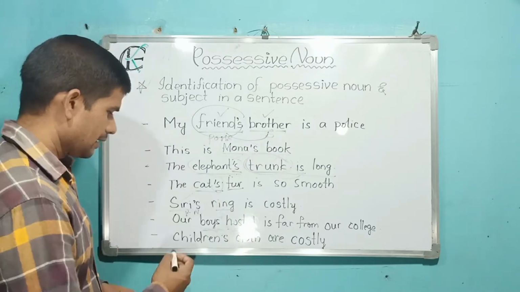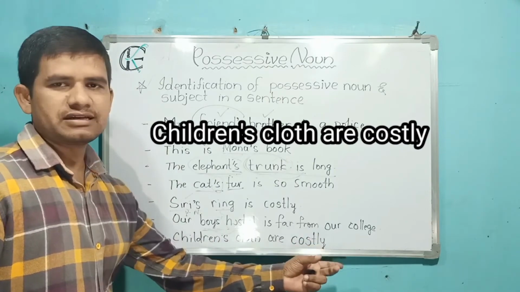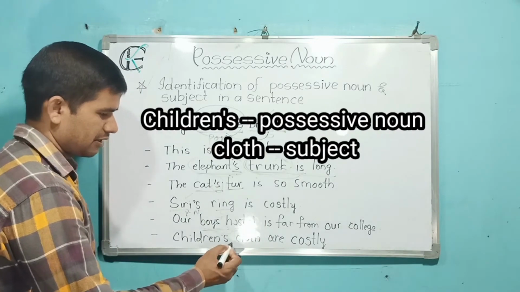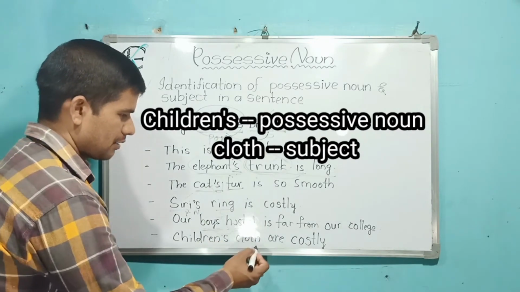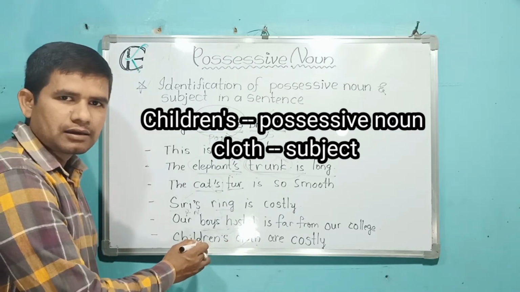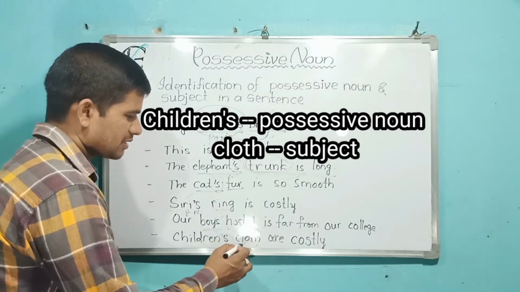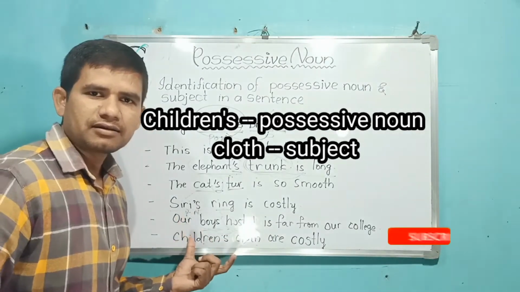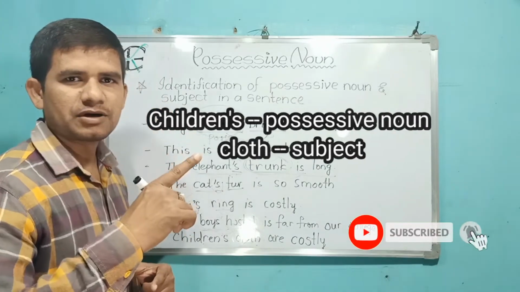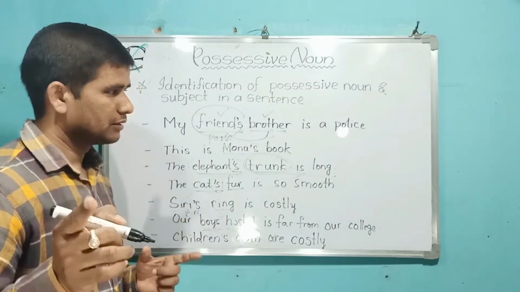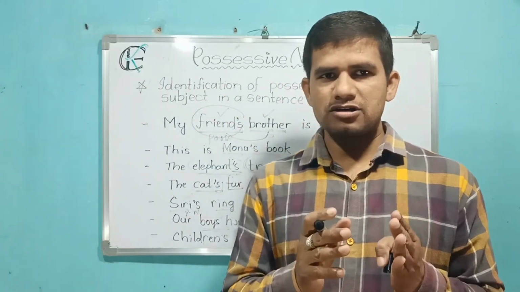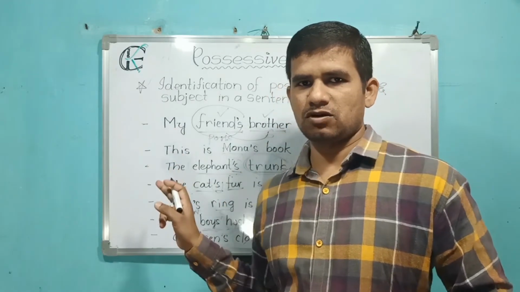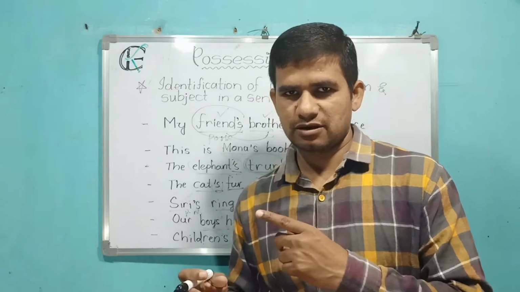Clear? Next, children's clothes are costly. Here what is the possessive noun? Children's, because here apostrophe s is there and the clothes belong to children. Yes, and here I am describing about the clothes, not about the children. So clothes is the subject and children is what? Possessive noun. Clear? Friend, you have to remember the logic, what is possessive noun and what is subject. Then we'll go through the next step.